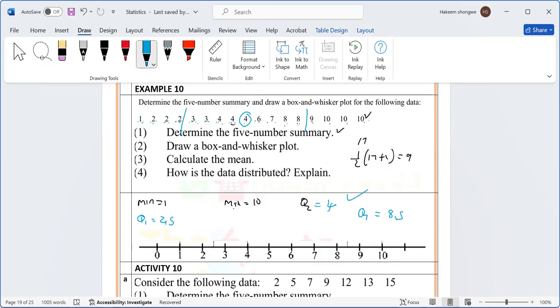We're going to give you a mark for Q2. We're going to give you a mark for minimum and maximum. We're going to give you a mark for Q1 and Q3 both. We're going to give you a mark. Then they say, would you draw a box and whisker diagram?